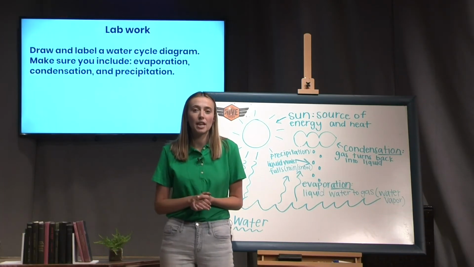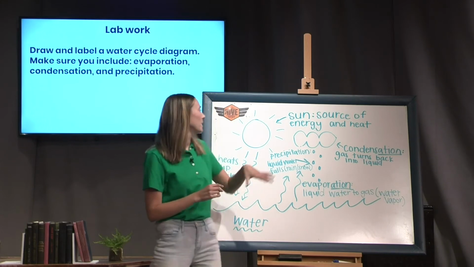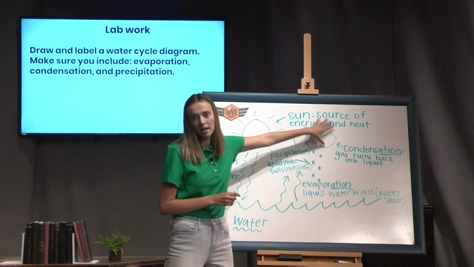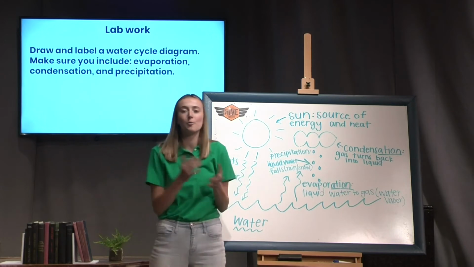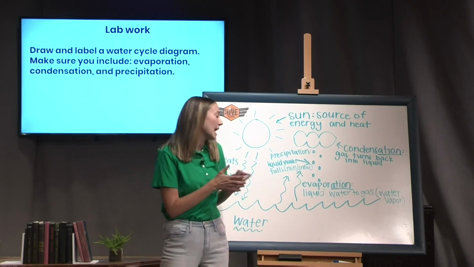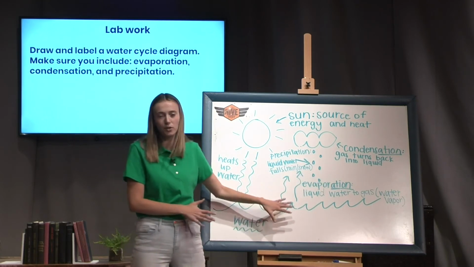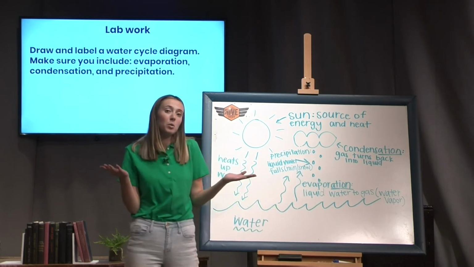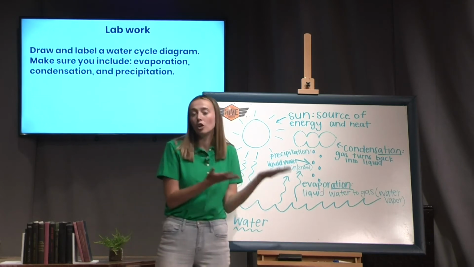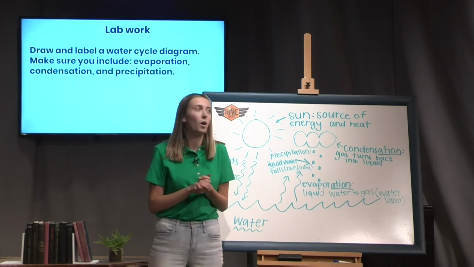For your lab work today, you're going to draw and label a water cycle diagram. So we have our water cycle diagram here. Here's an example. You can do your own. Maybe you want to add color to it. Maybe you want to make a really pretty river for your water source. It can be any source of water. It could be a swimming pool. It could be an ocean, a lake, a river, any water source you want.